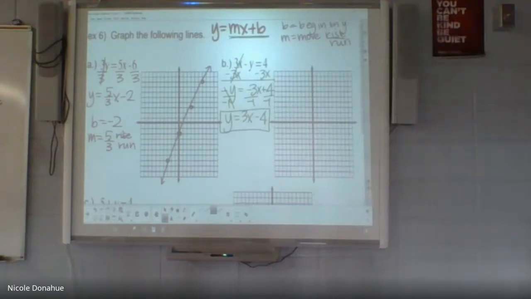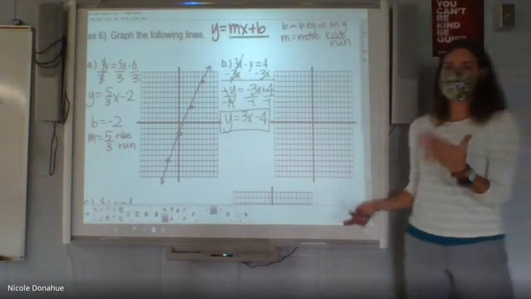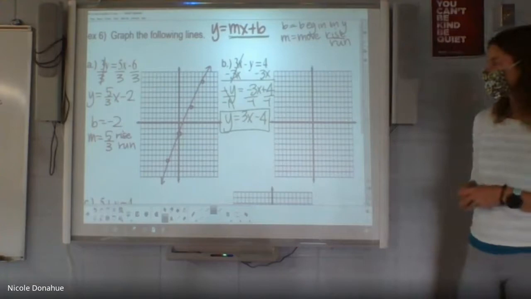That y has to be positive. You can change all the signs at once. You don't even have to show that step. You can just change it. I'm fine with that as long as you're able to graph it.